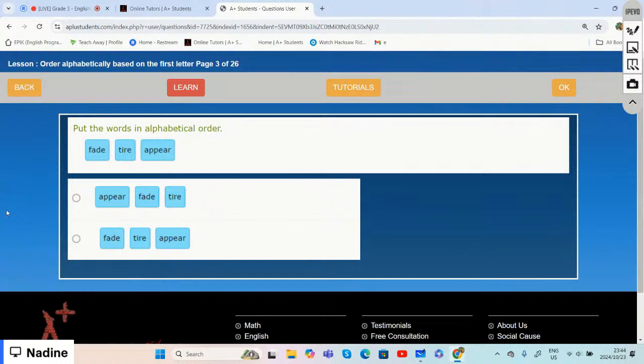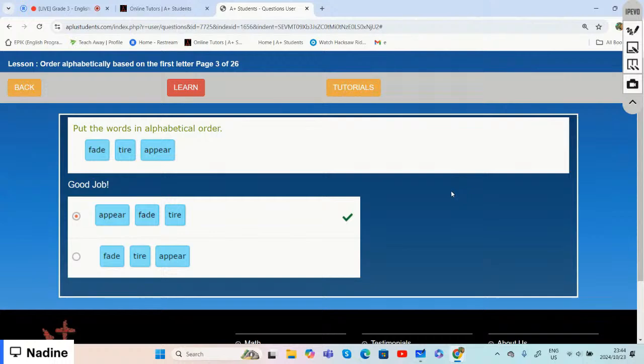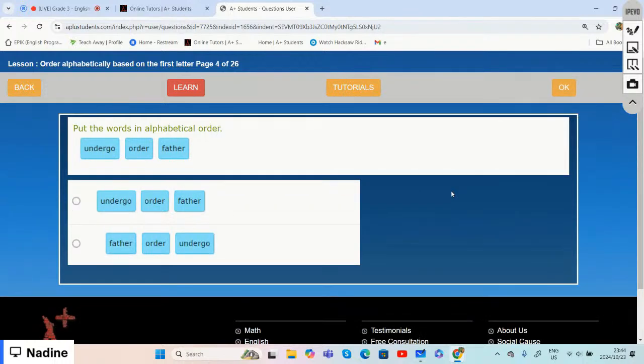All right. So if we were to put these words in alphabetical order, yes, option one, appear, then fade, then tire, which is option one. Yes. And let's look at the next one.